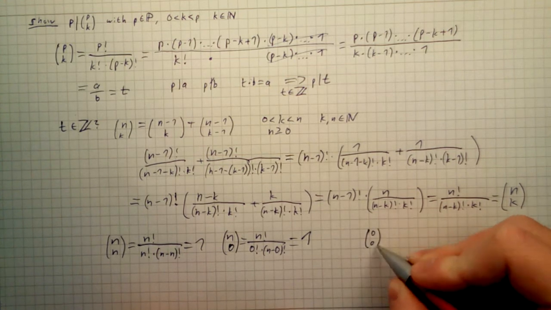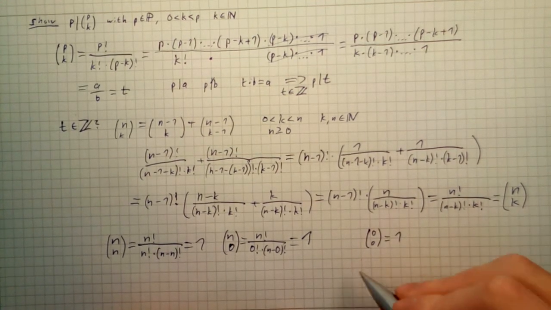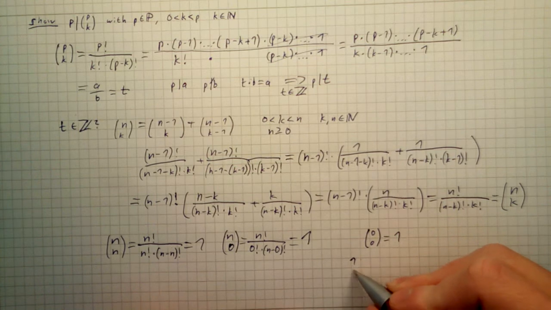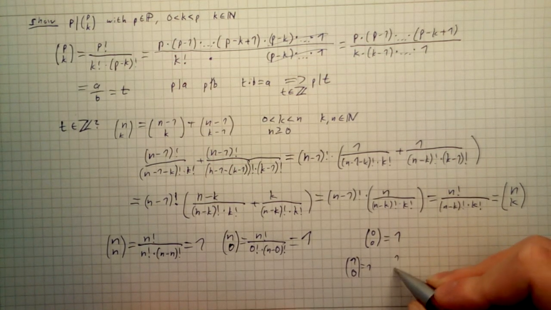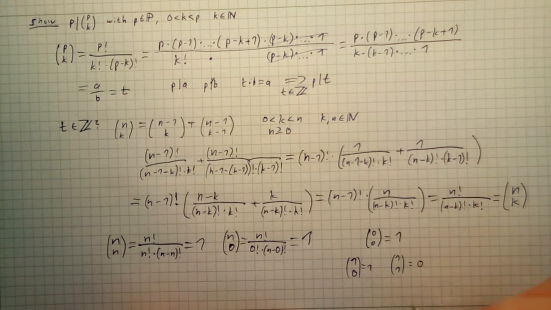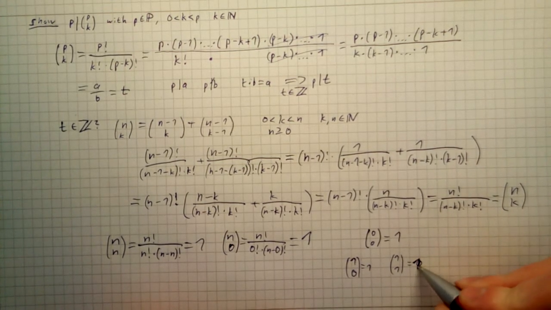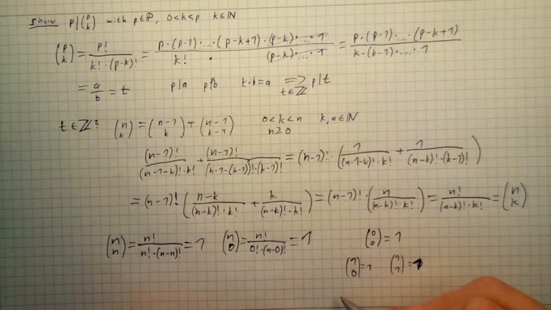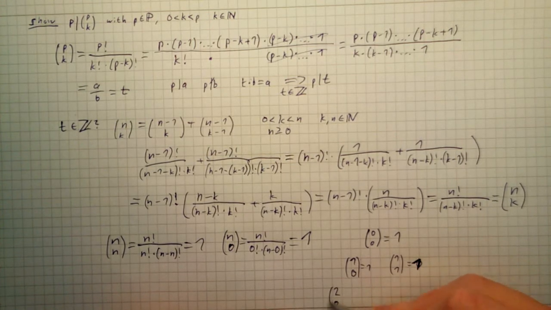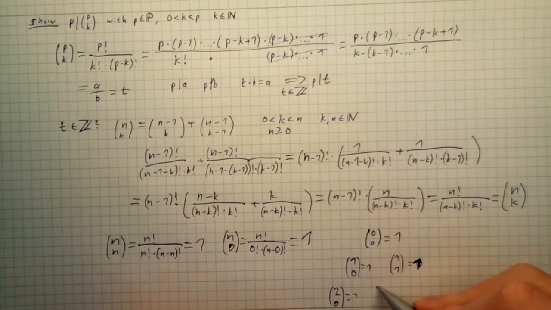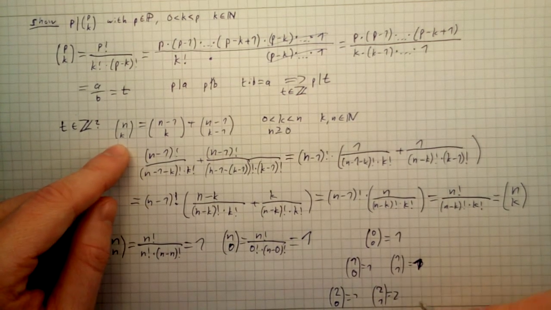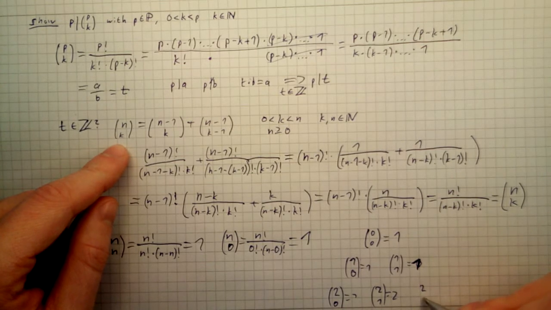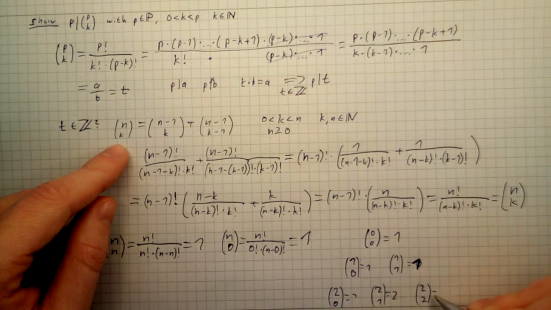So 0 choose 0 is equal to 1. 1 choose 0 is equal to 1. 1 choose 1 is equal to 1. 2 choose 0 is equal to 1. 2 choose 1, there we can use the rule. We add those together, so it's 2. And 2 choose 2 is 1.